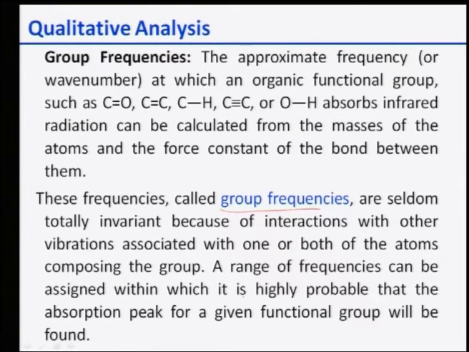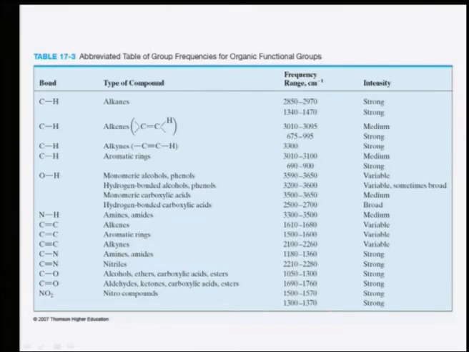Once you define the range of frequencies, we can assume that the absorption peaks will appear for that compound in that frequency range. To give you some idea, suppose you consider alkanes in the case of organic compounds. You can see the frequency ranges follow in this: 2850 to 2970, which gives a strong intensity peak, or 1340 to 1470, which will also give a strong intensity peak.